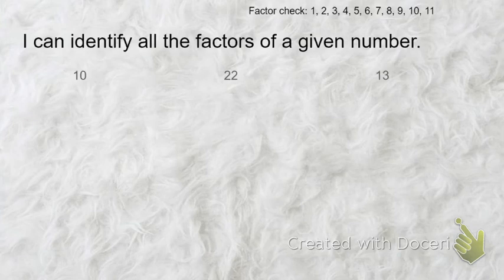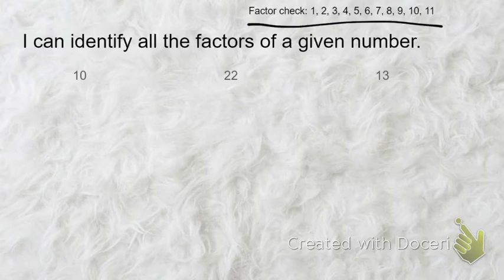Okay, let's move on to this next one. So, I want you to use the factor check up at the top of the screen to try to do the first one, which is this 10. So go ahead, pause the video, and see if you can find all the factors for that number 10.